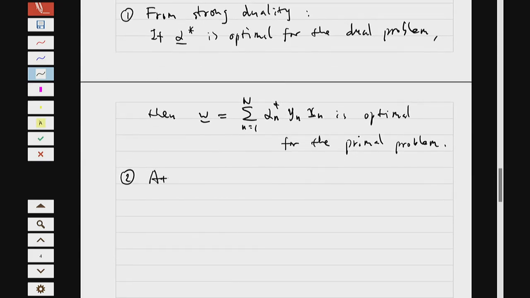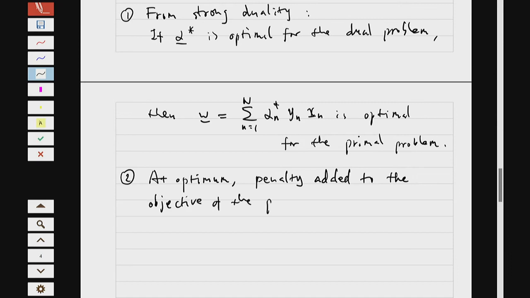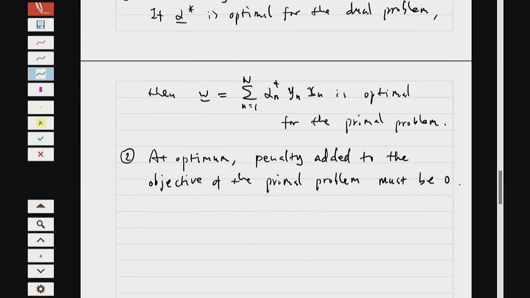So at optimum, the penalty that we previously added to the objective of the primal problem must be 0. Everyone with me? Everyone okay with this idea? Let me write it down first.